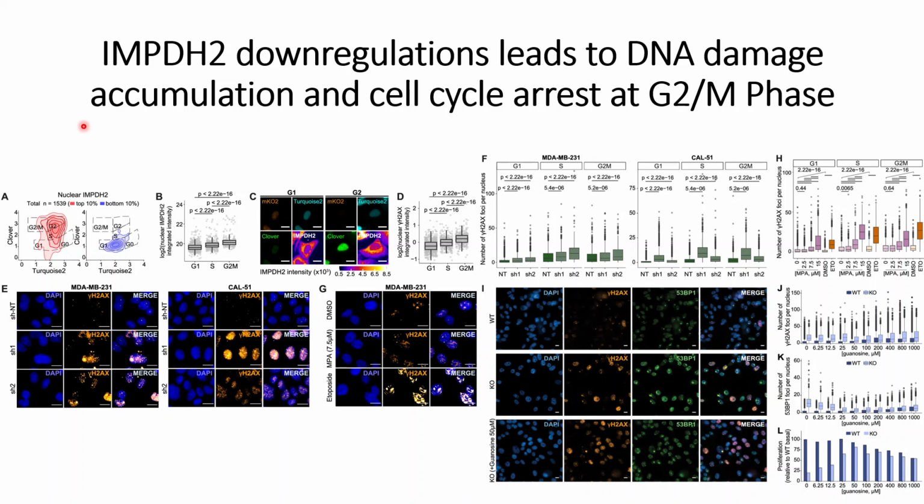In this video, we will discuss how IMPDH2 downregulation leads to DNA damage accumulation and also cell cycle arrest at G2 and M phase. So in the previous video, we have understood that IMPDH2 has a role towards the prevention of DNA damage in the triple negative breast cancer cells.